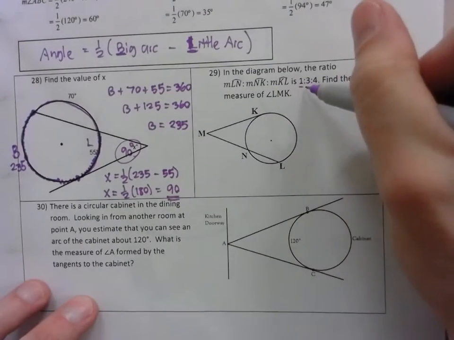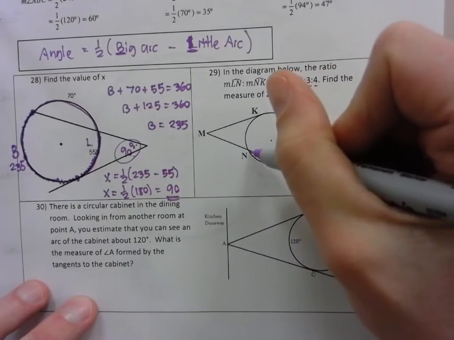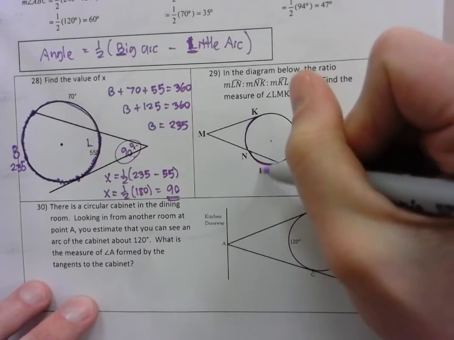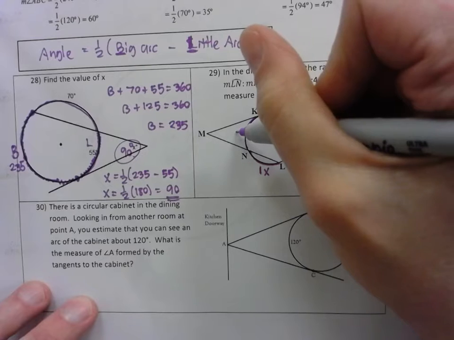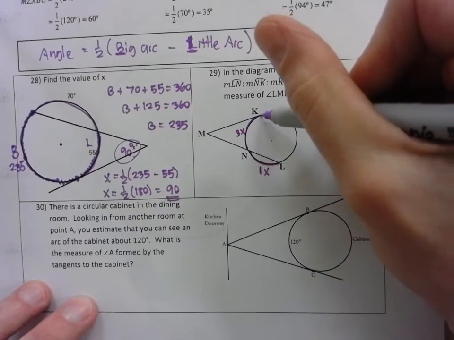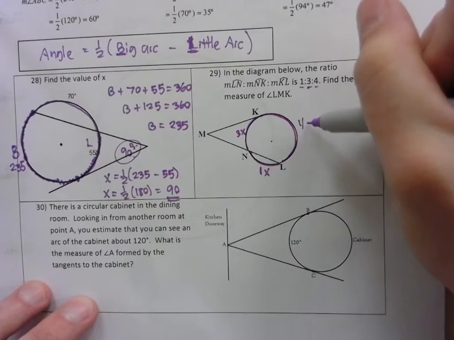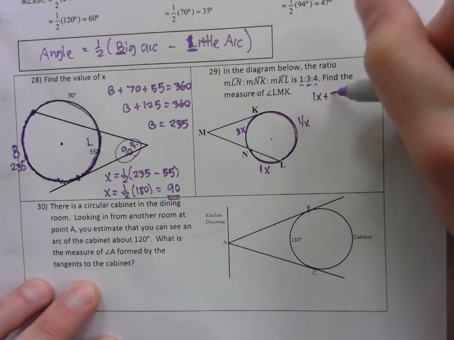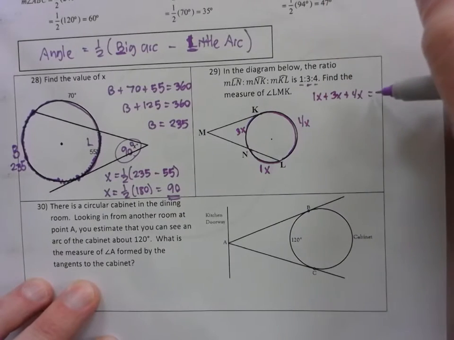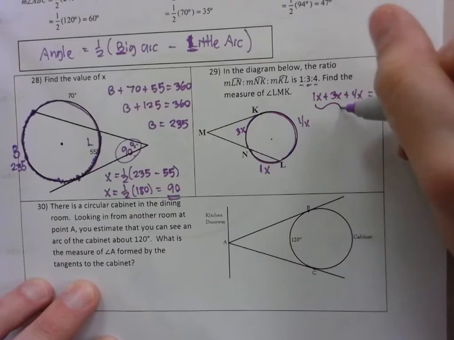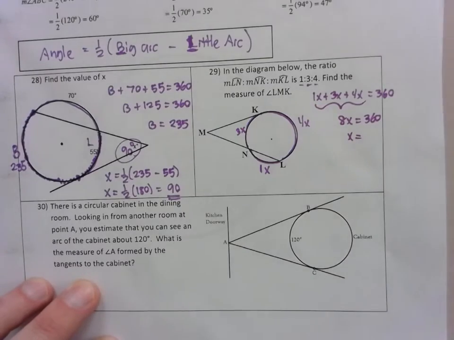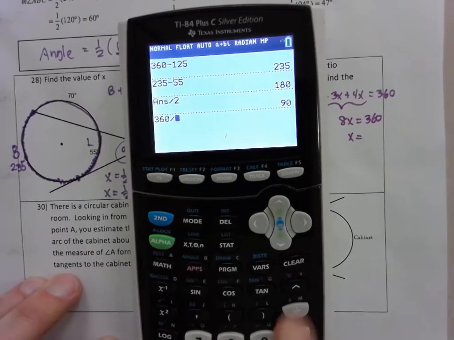Let's do a ratio problem. So we have arc LN, arc NK, and arc KL. LN is a 1, that's 1x. NK is a 3, we'll call that 3x. And KL is a 4x. Of course, these three arcs combine to 360, so we'll do 1x plus 3x plus 4x equals 360. Those combine to 8x, and 360 divided by 8, pretty sure that's 45. I've seen that a few times. 45.